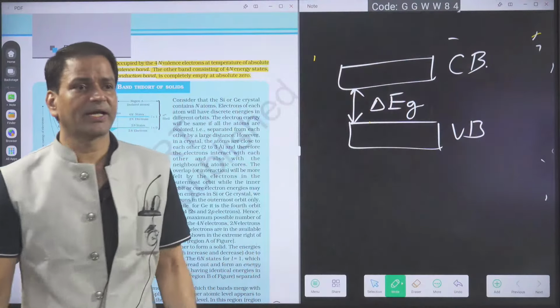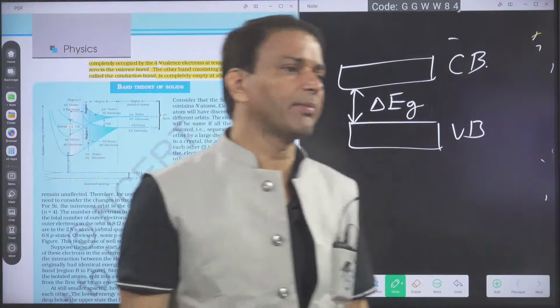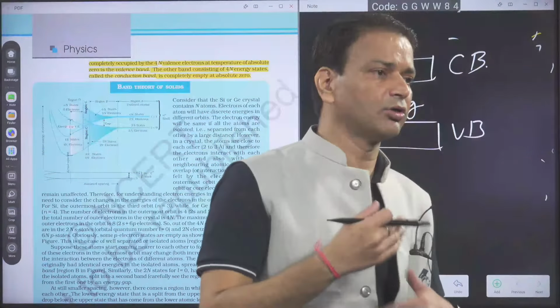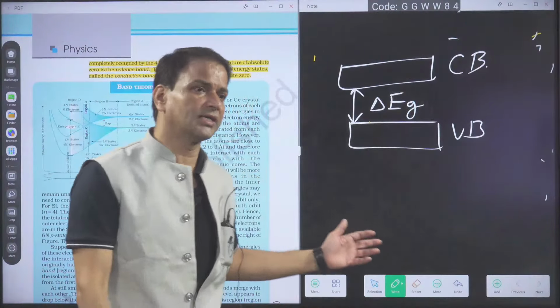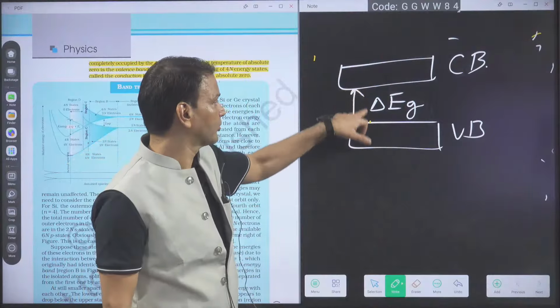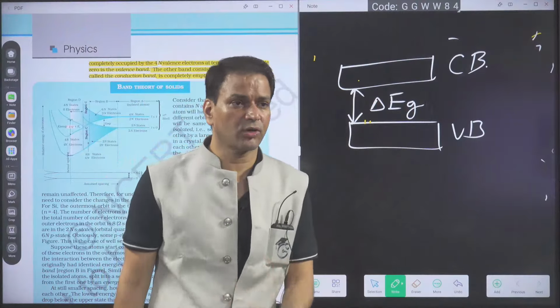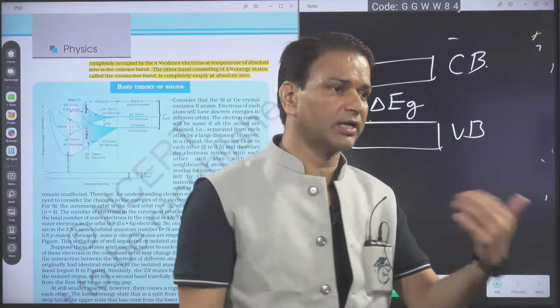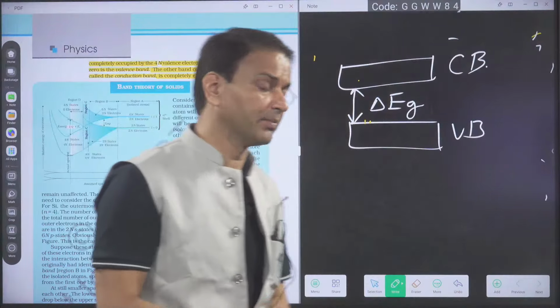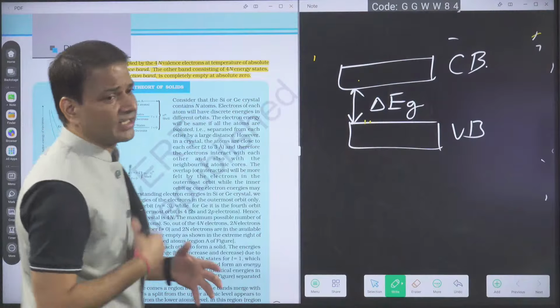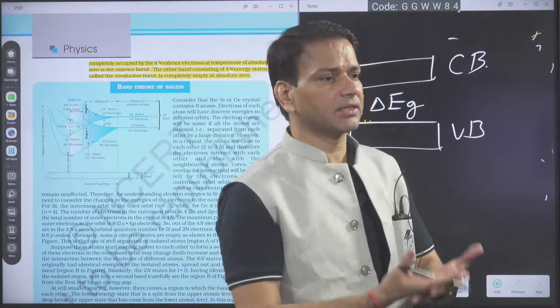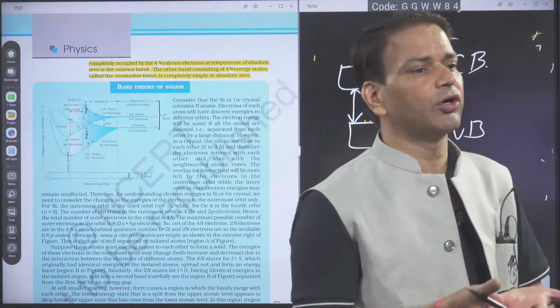Another way we can say it: the minimum energy required for the valence electron to go to the conduction band is called the energy gap. Minimum energy from here to here. So the minimum energy required for the valence electron to jump to the conduction band is called the energy gap. Common sense: the energy gap will be minimum for conductors or metals and maximum for the insulator.